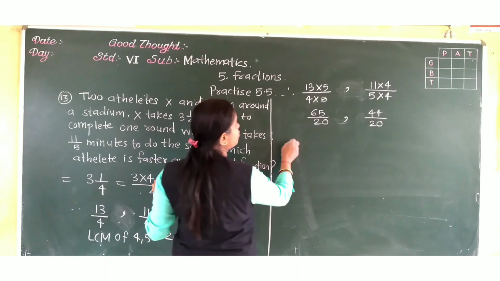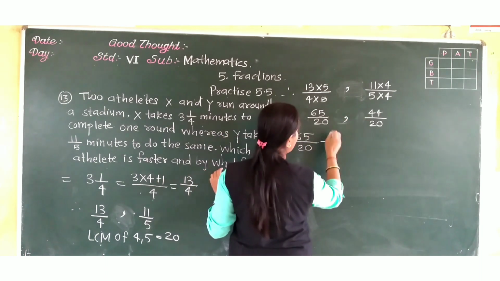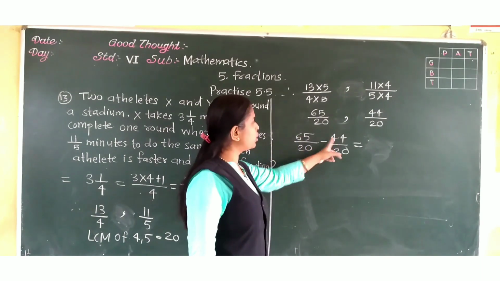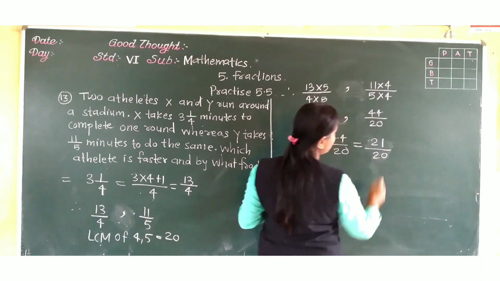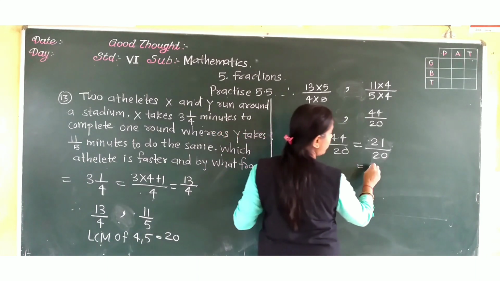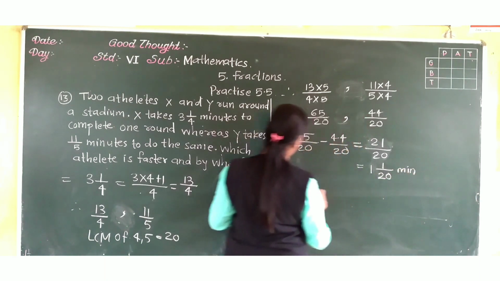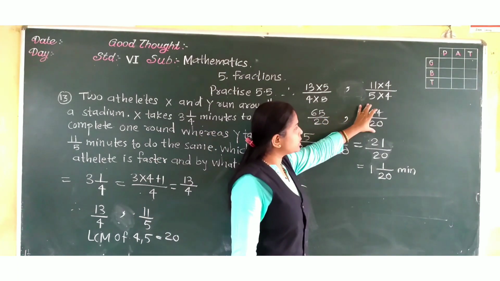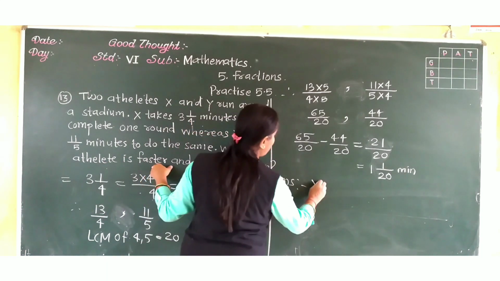So by how much has he taken less time? So 65, from this we have to subtract this. So see here, do subtraction of both. 5 minus 4 is 1 and 6 minus 4 is 2. Correct? Now this is an improper fraction, so convert it into a mixed fraction. 21 are 20 plus 1, 21 upon 20. So who is fastest? Those who take less time. This is the less time. So Y athlete is fastest. Which athlete is faster? Y athlete.